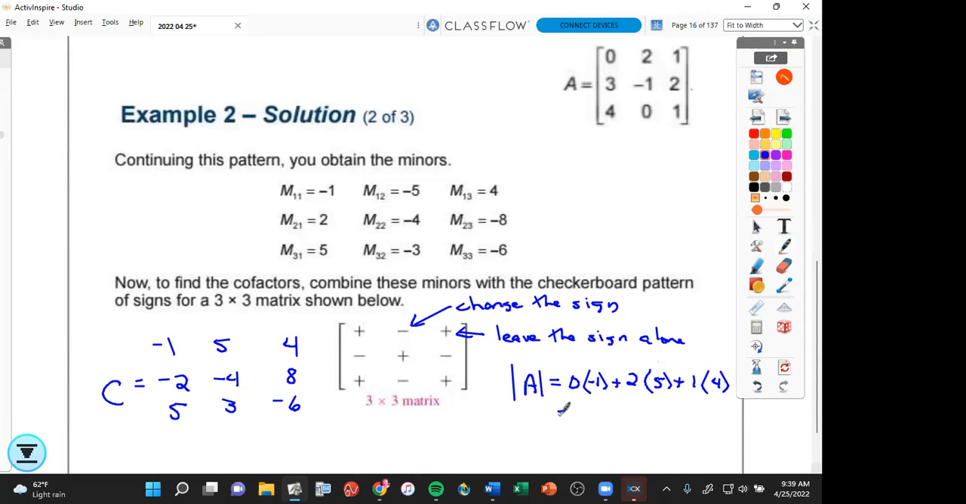0 times -1, 0. 2 times 5, 10. 1 times 4, 4. 0 plus 10 plus 4. The determinant of matrix A is 14. And that was calculated by going across row 1.